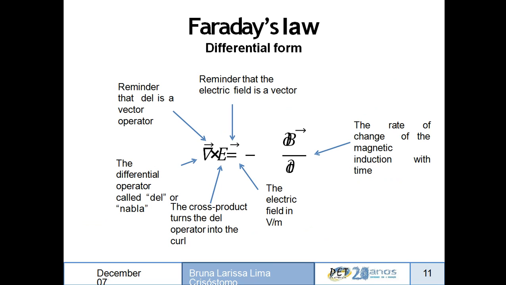And this is the differential form. This is the point solution that we have already shown in this slide, that del cross E is equal to minus del B by del t. So we have already described how it works. So let's go to the next slide.